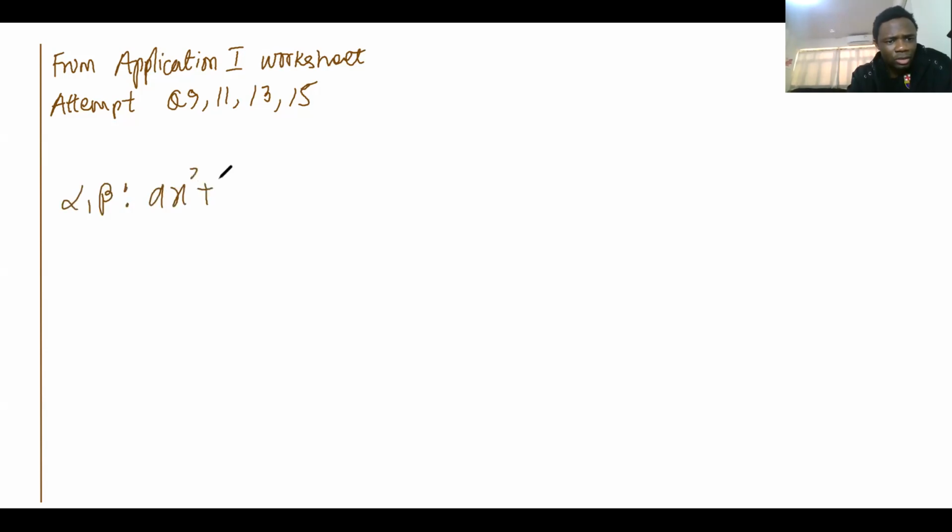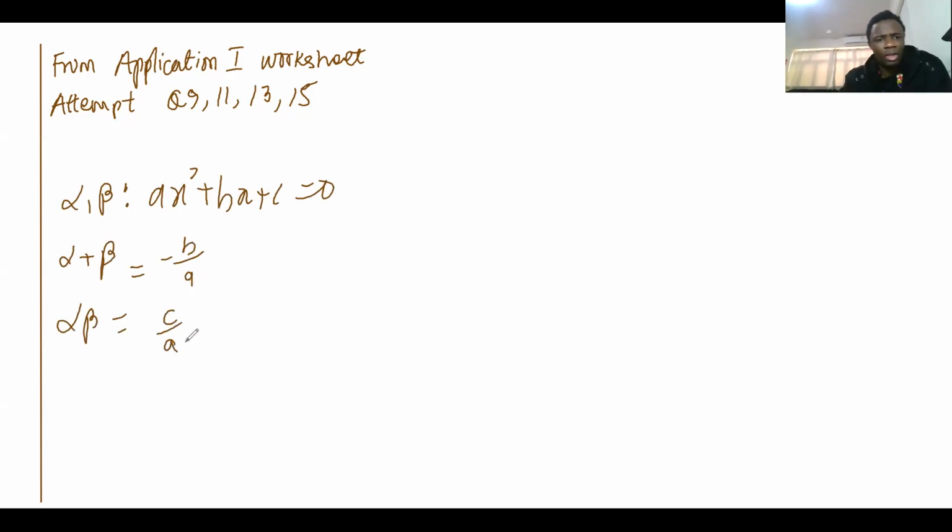Not like a solution. So you have your alpha, beta, the roots of ax squared plus bx plus c equals 0. From here, get your alpha plus beta and your alpha beta: minus b over a and c over a. Then you want to get the roots of this other equation in terms of alpha and beta. The other equation is CBA, okay? So cx squared plus bx plus a equals 0.